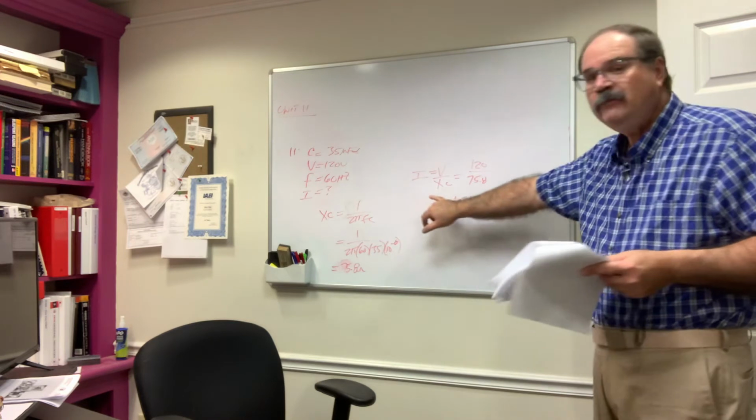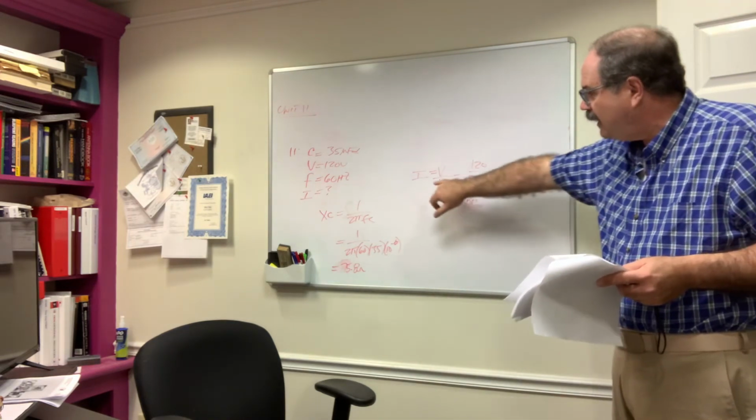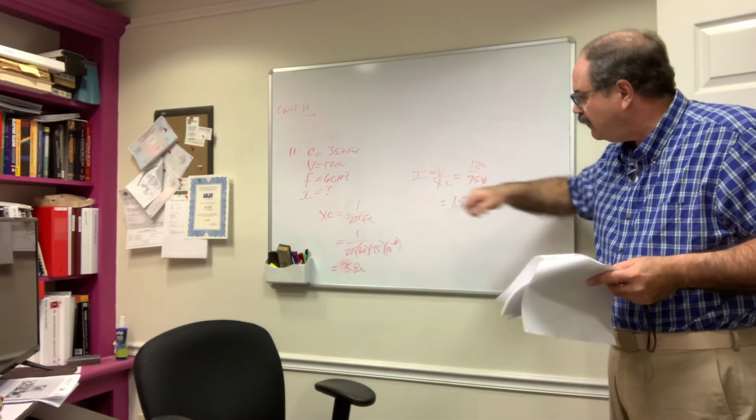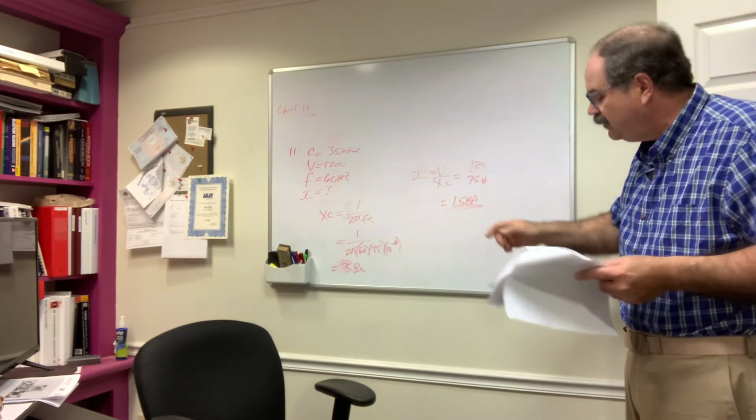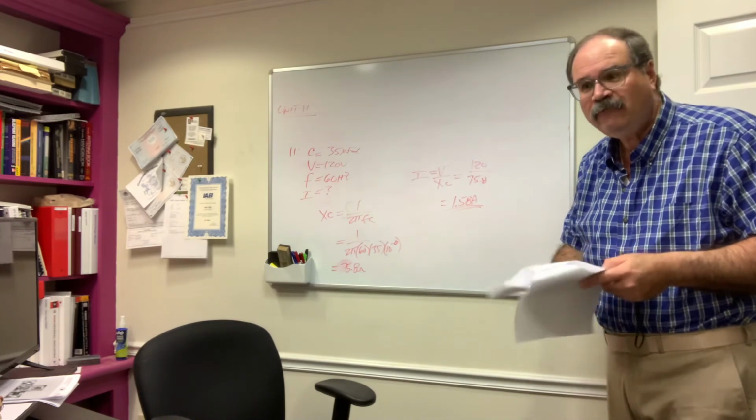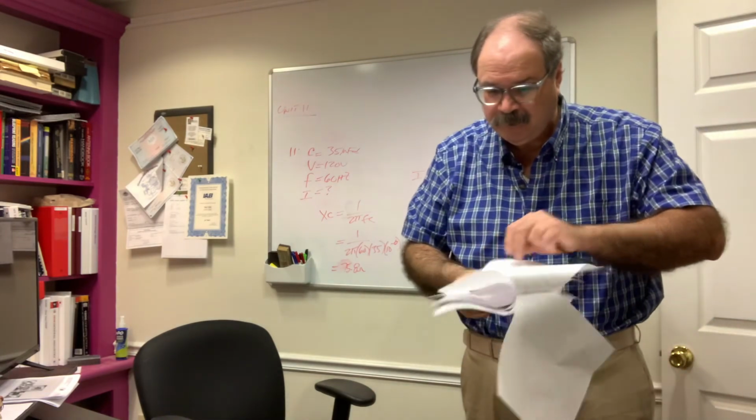Final step in the problem, using Ohm's law, solving for current. I is equal to voltage V divided by X sub C, that value of capacitive reactance. So I plug these numbers in and I get a current of 1.58 amps.